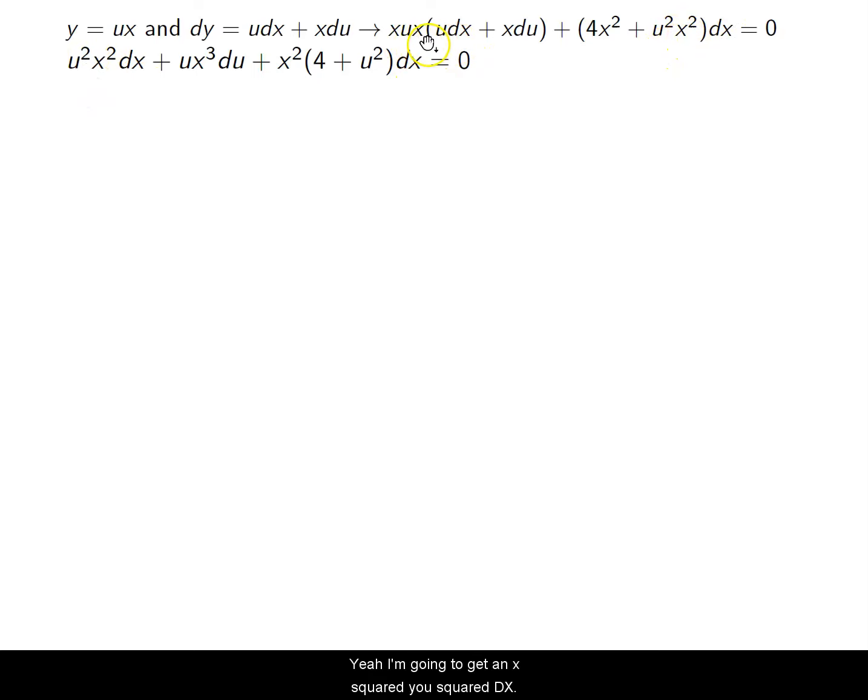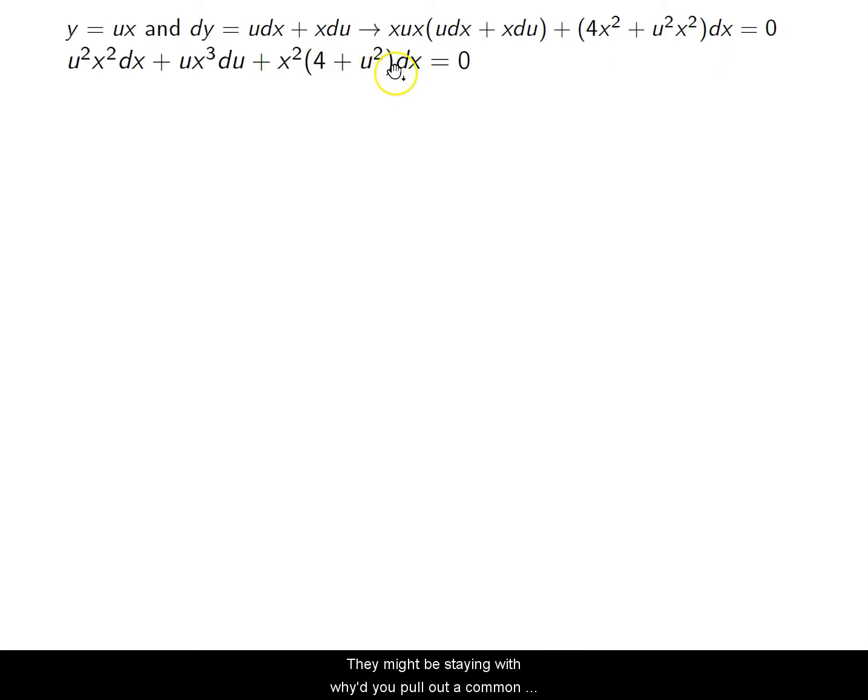Okay, here I'm going to get an x squared u squared dx, right? And here I'll get a u x cubed du, right? And then here I'm really taking that first term that I had with the dx and this 4x squared with the dx, and I'm just pulling out that common dx term.